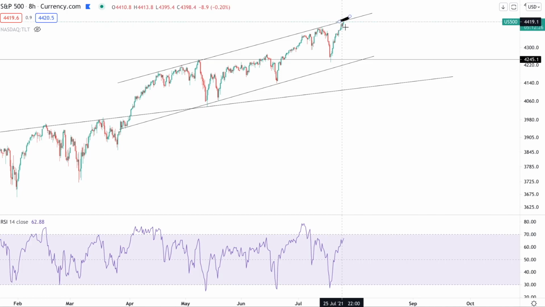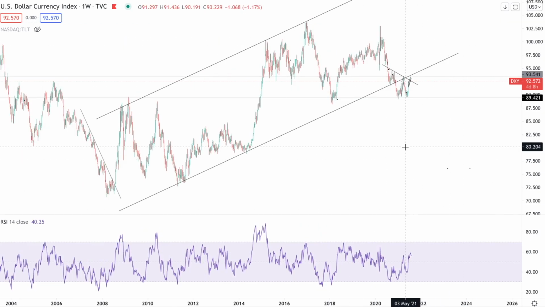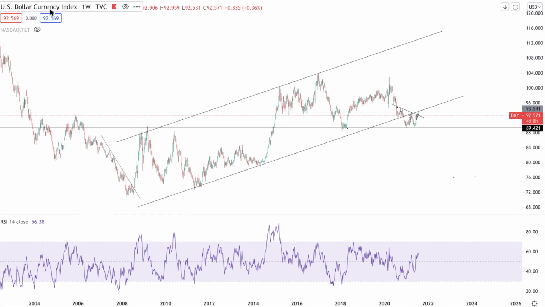Now, what's going to happen over the next few days? That's impossible to predict. What we're trying to figure out is the larger trends in price, not the day-to-day price action. So let's take a look at those charts that are going to help us figure out where the markets are heading over the next few weeks. And the first one is the US dollar currency index, right? So this is the DXY. This is a weekly chart of the DXY.